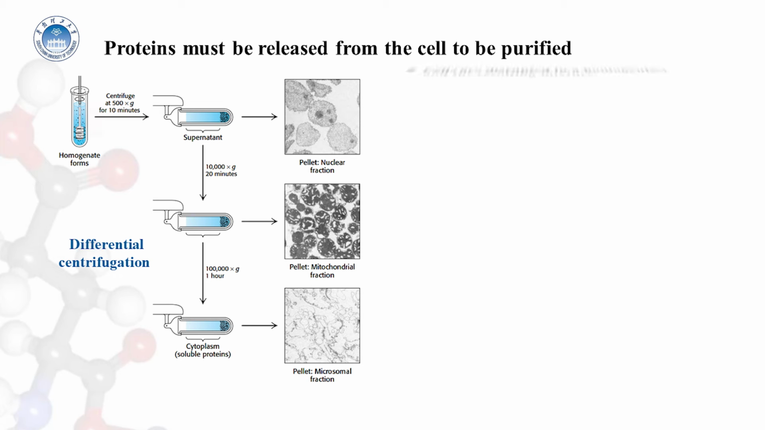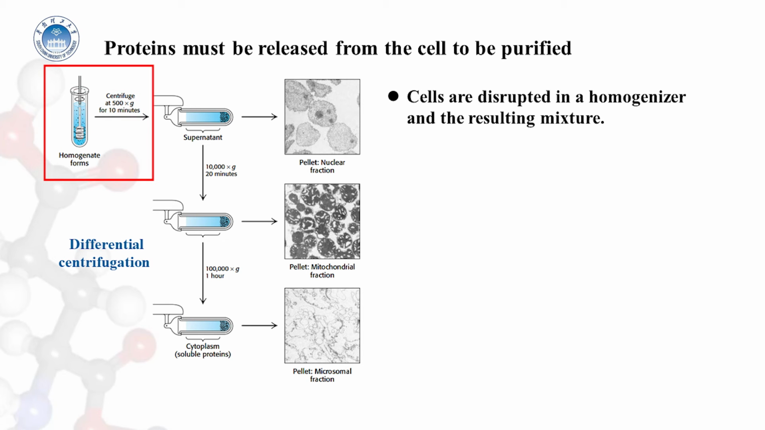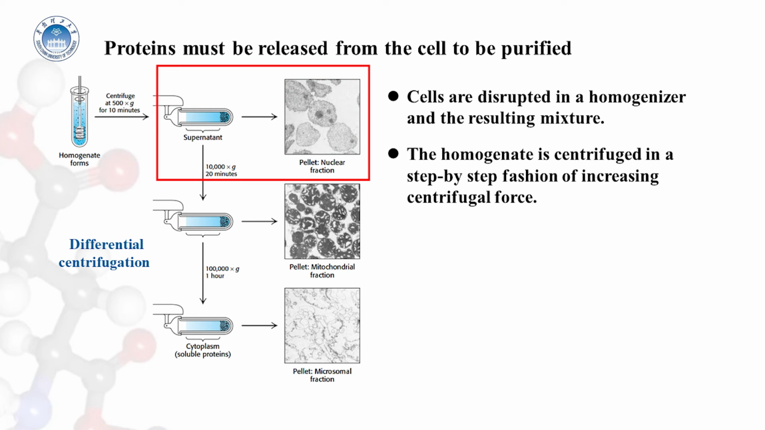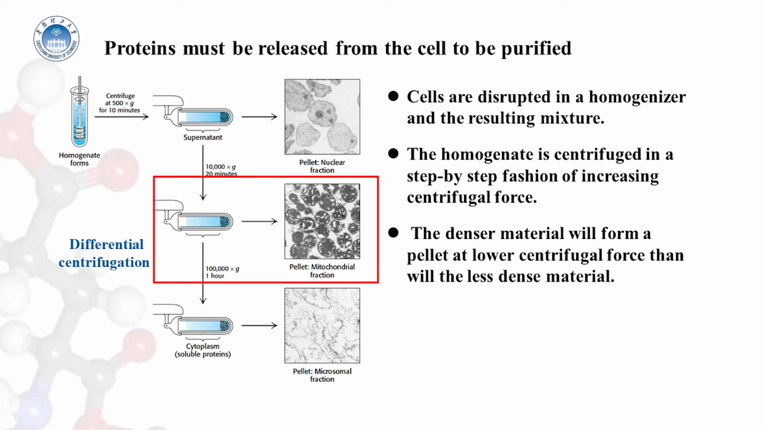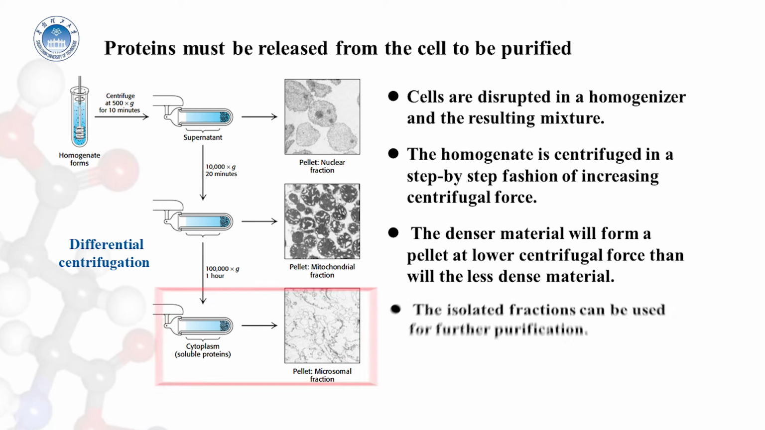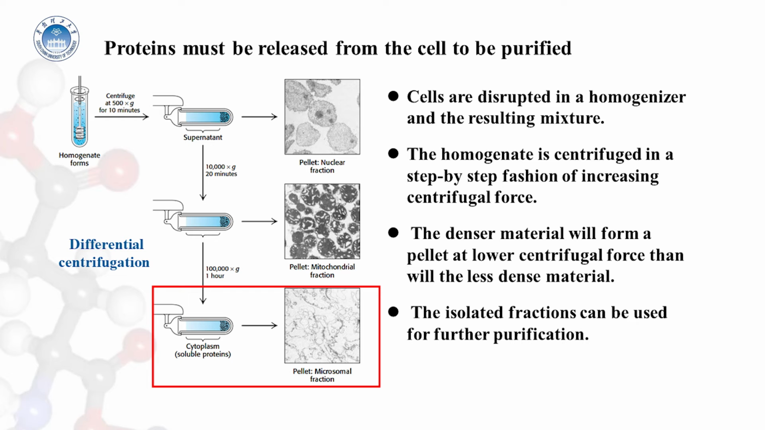So first, cells are disrupted in a homogenizer, and the resulting mixture we call the homogenate. Then the homogenate is centrifuged in a step-by-step fashion of increasing centrifugal force. The denser material will form a pellet at a lower centrifugal force, and then the less dense material. So the isolated fractions can be used for further purification.